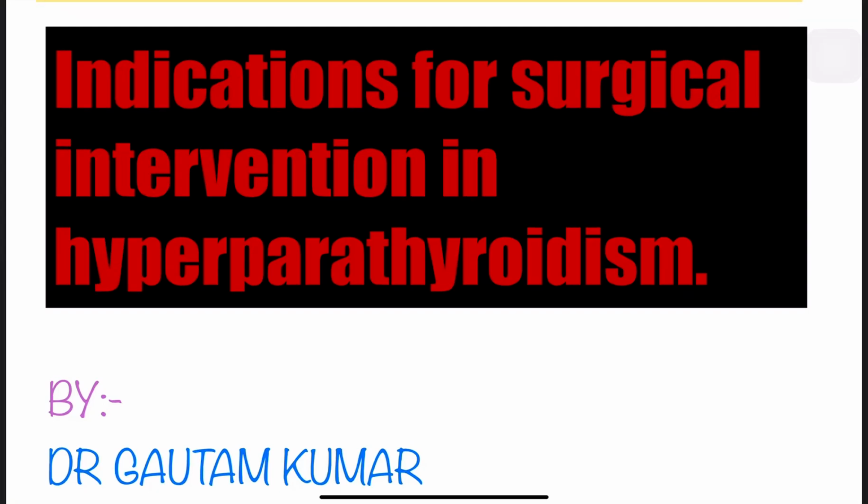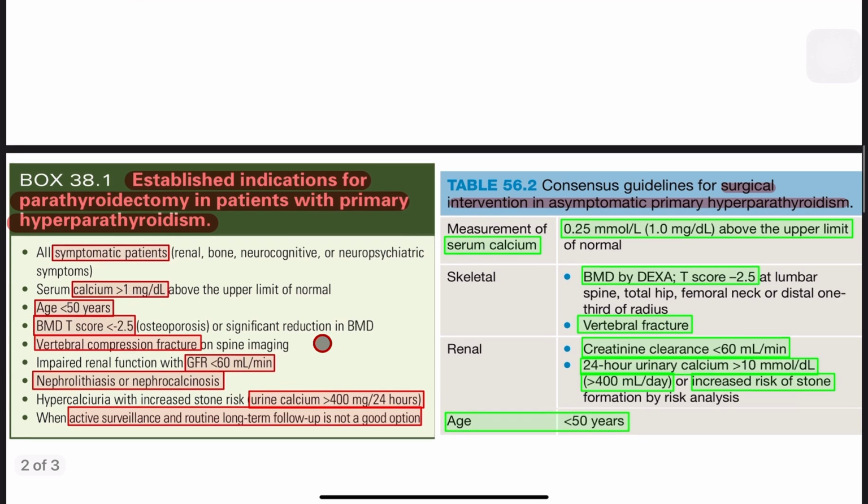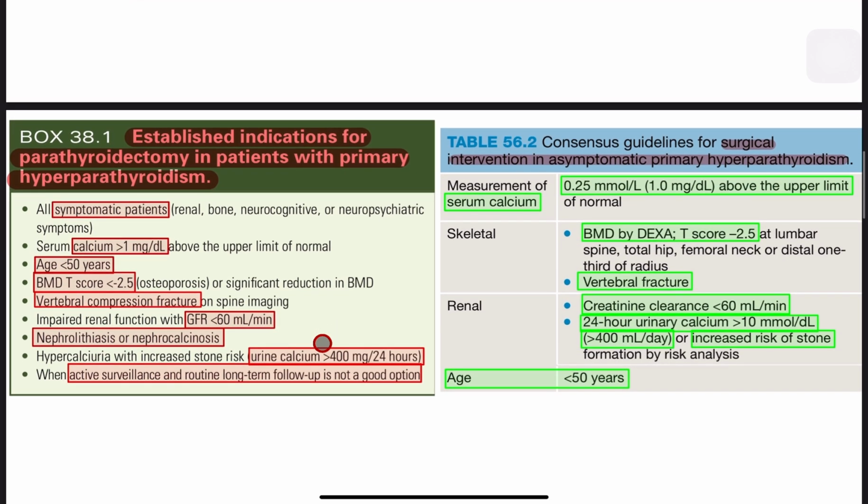Let's discuss indication for surgical intervention in hyperparathyroidism. Okay. So I have taken tables from Sabiston and Bailey. So the indication for parathyroidectomy in patient with primary hyperparathyroidism.